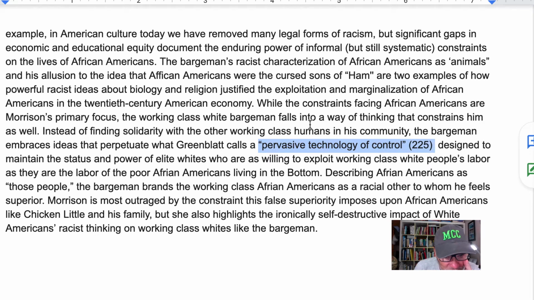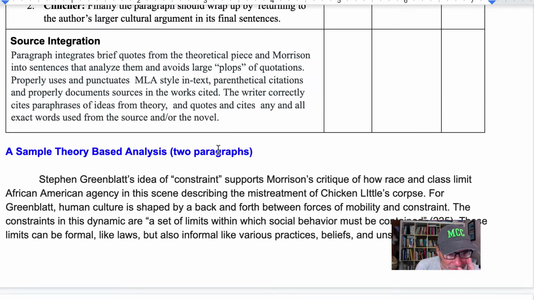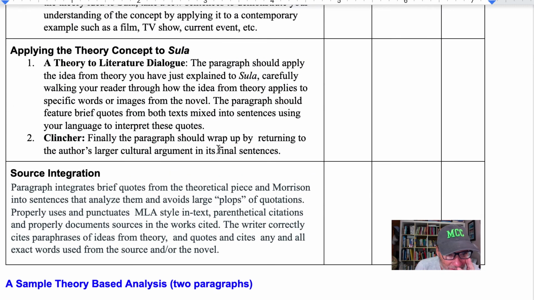How do we see constraint in Sula? What words and what specific moments document that? How can some of the other language from the theory help us further explain that? So that's what we mean by a theory to literature dialogue.